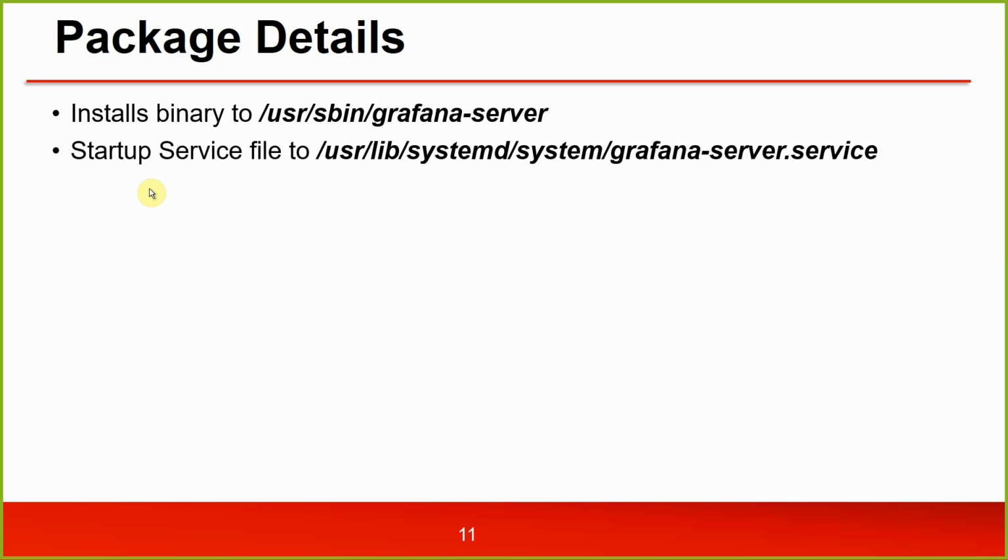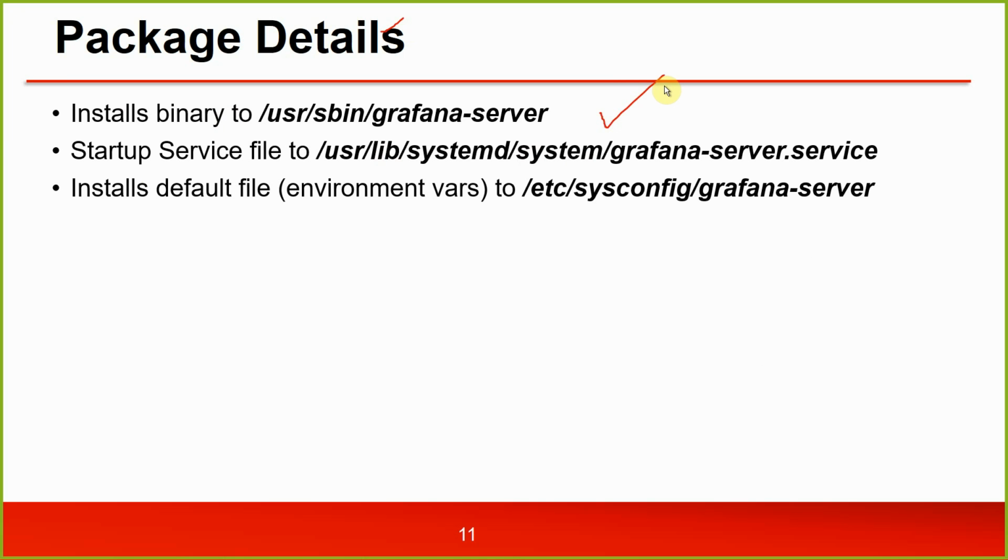Install binary. These are the details of which files are placed where. As usual, I always recommend that you find out which files are placed where in which directory. So the install binary goes to /usr/sbin/grafana-server. Startup services go to /usr/lib/systemd/system. This is the default location for any systemd units.